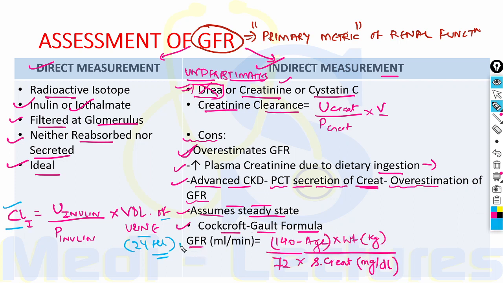Now, this formula comes out to be GFR in ml per minute is equal to 140 minus age multiplied by weight of the patient in kg, and this whole is divided by 72 and serum creatinine, which is in milligram per deciliter. If the patient is a female, then additionally we multiply this by 0.85.